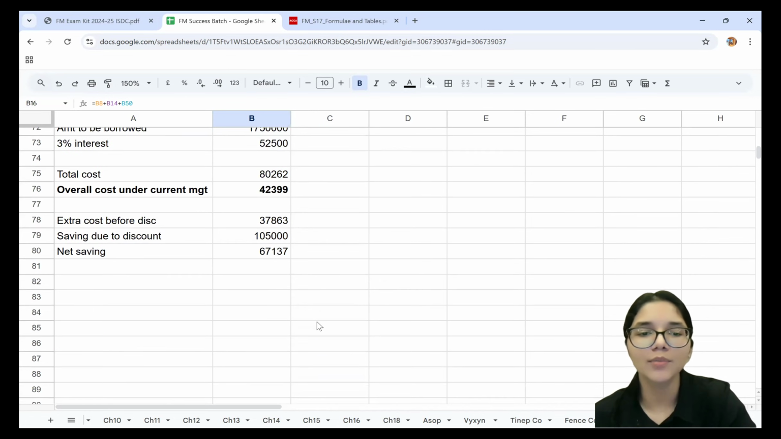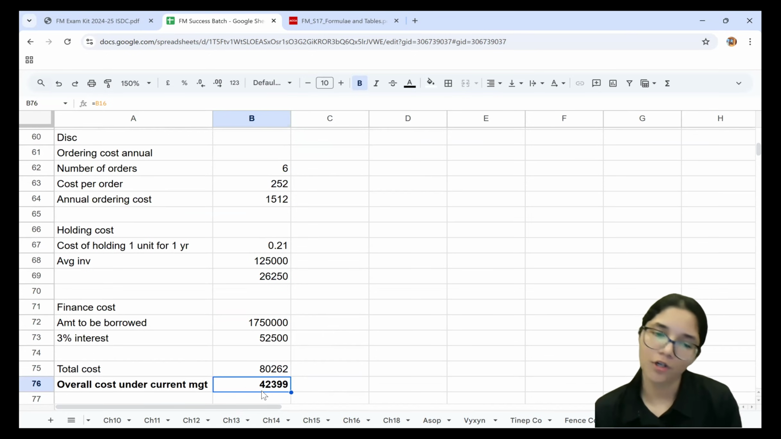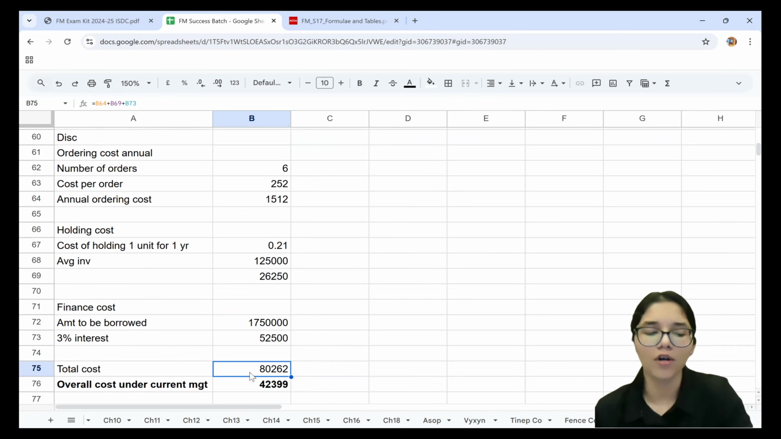Now, if you draw the comparison right now, the current cost that you have to bear is 42,000. If you go ahead with the discount, you have to bear more cost. So if you have not considered the discount so far, does it make sense to switch to this model?